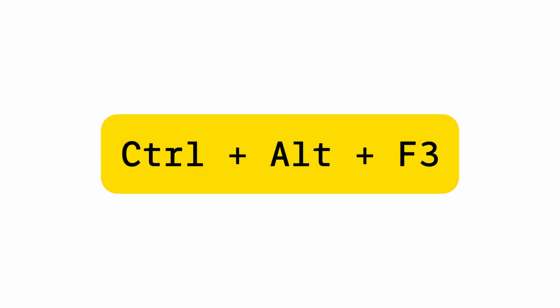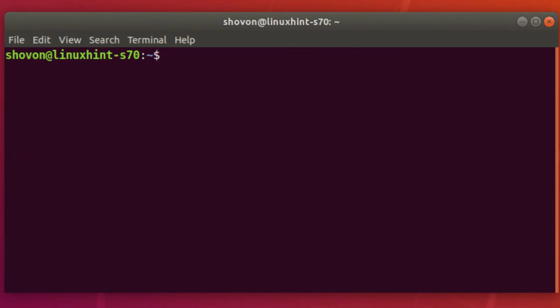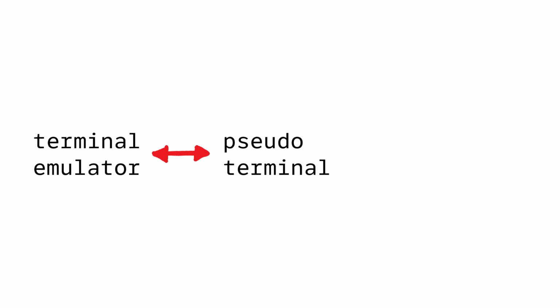A TTY was originally a physical piece of hardware, a typewriter connected to a mainframe. Today, when you press Ctrl-Alt-F3, you access a software virtual console. However, when you open an app like Terminal in GNOME, you are using a PTY, or pseudo-terminal. The shell is just the program that interprets your text. So, the terminal emulator is the window, the PTY is the wire, and the shell is the brain. You're essentially using a modern simulation of 1970s hardware to run 2020s software.